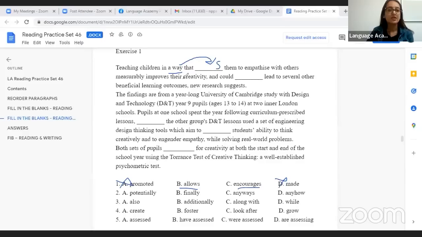Every method that we teach students with, that method dash them to empathize, that method allows them. But if you look at the opposite of allows, that is disallow. So no method in teaching will ever disallow students to do something which is good or to do something which is positive. So allow and disallow is not the topic. We'd rather say it encourages them. Basically, it means that it provides some more opportunities to do something. So that is encourages. So this way encourages them to empathize with others, measurably improves their creativity.